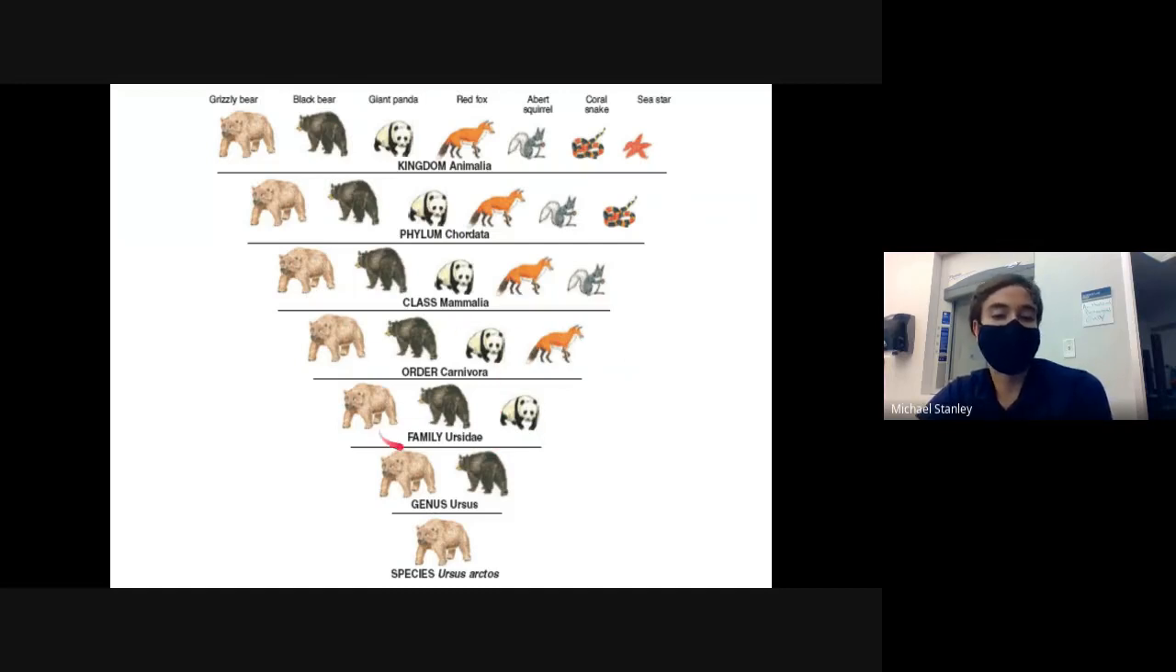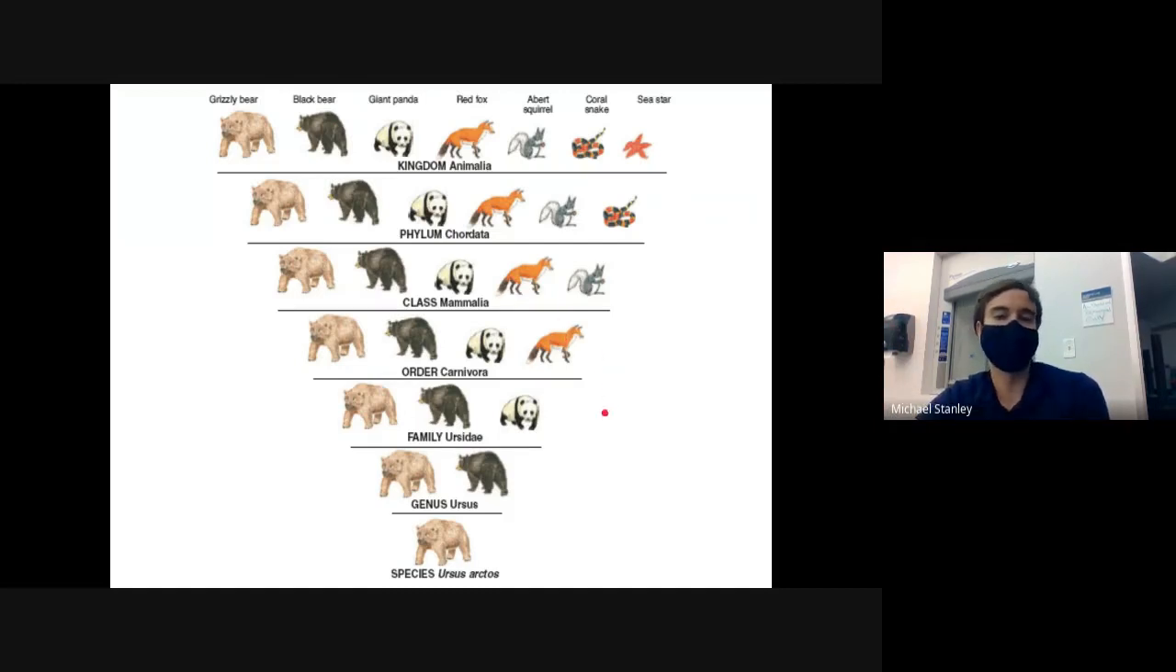Family is a pretty narrow group. And so Ursidae is the bear family. So within Carnivora, you have the bear family of Ursidae, things like grizzly bears and black bears and panda bears. Red foxes are not bears. They would be in the Canidae family, which would be things like dogs and wolves and painted dogs and wild dogs and stuff like that.